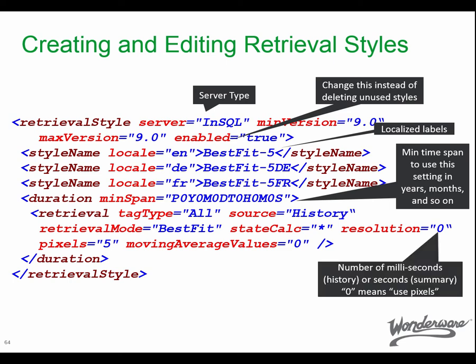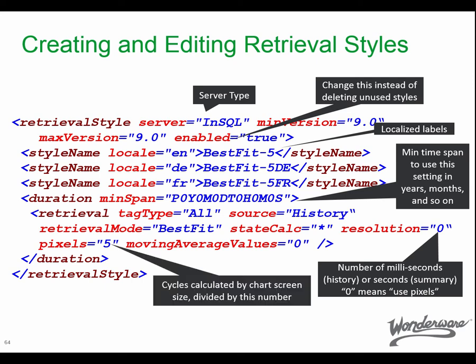We have also a resolution value, and this is how big our cycles are going to be. In this case, 0 means we are going to use pixels. So here we have the value of the pixels per cycle. Now this is a basic version of the retrieval style element.